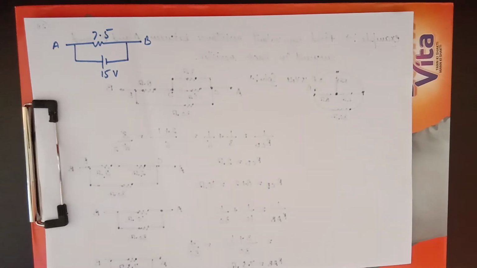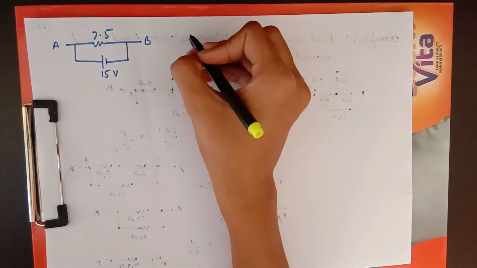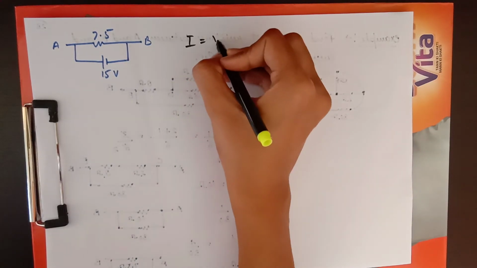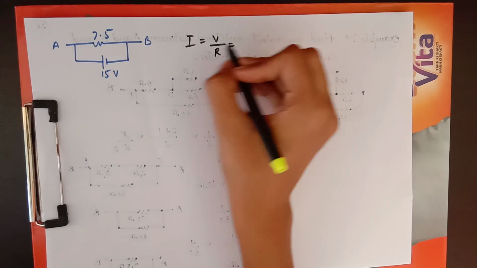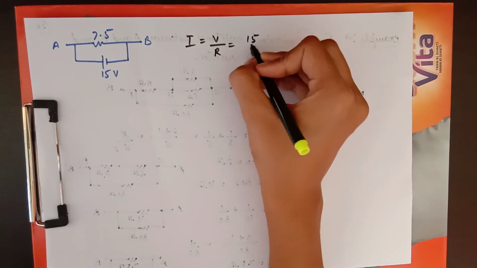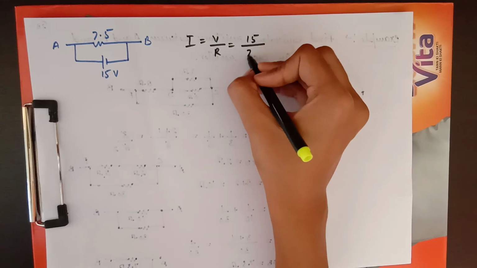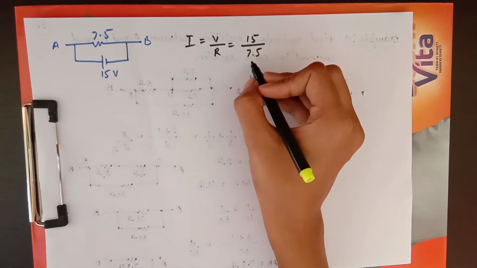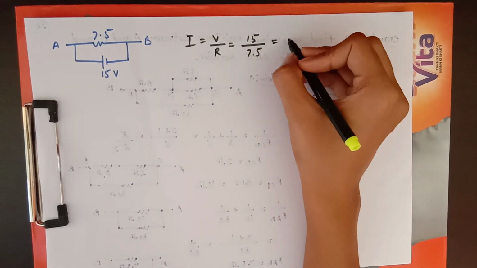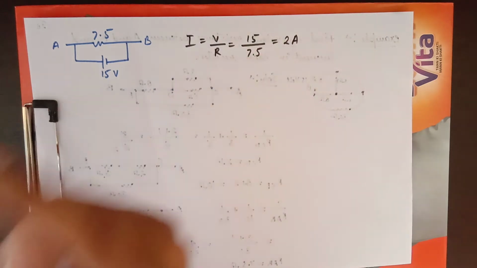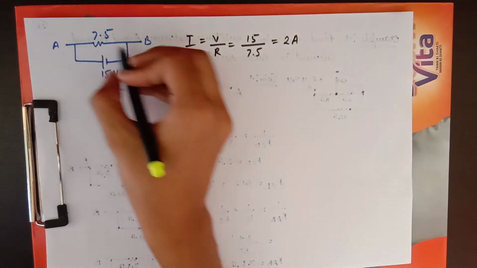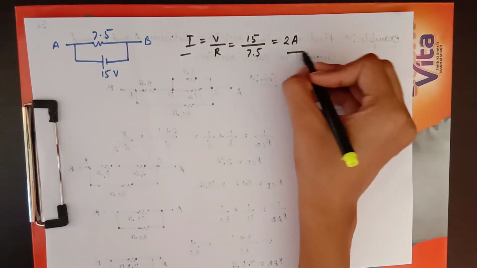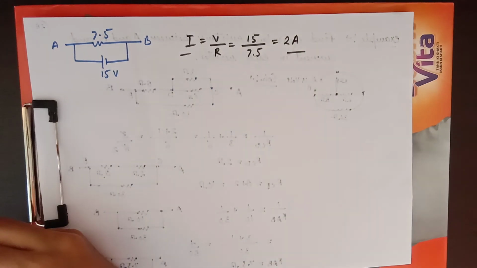From Ohm's law we know V = IR, so I becomes V divided by R. Here V is 15 volt and the equivalent resistance is 7.5 ohm. So I comes out to be 2 ampere. Now the equivalent or total current is 2 ampere.